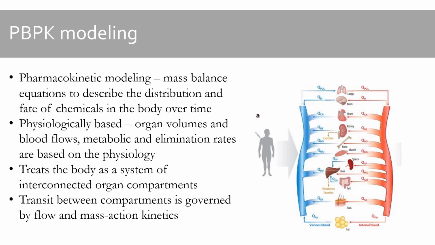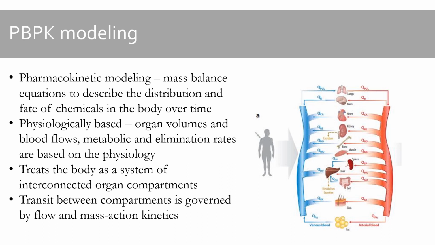The other models, other than PK models, are PBPK models, so physiologically based pharmacokinetic models. Organ volumes and blood flows, metabolic and elimination rates are based on the physiology in PBPK models. They are mechanistically based with description of chemical movement using tissue blood flows. So PBPK models are a description of the body and processes within the body that affect the disposition of a chemical. Disposition or pharmacokinetics include the processes of absorption, distribution, metabolism, and excretion of chemicals.